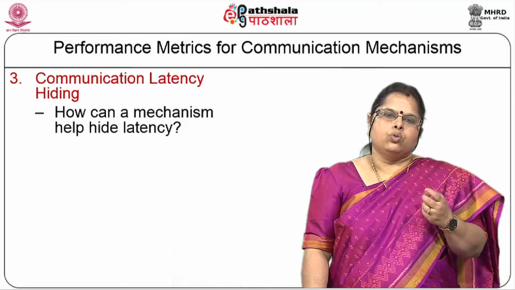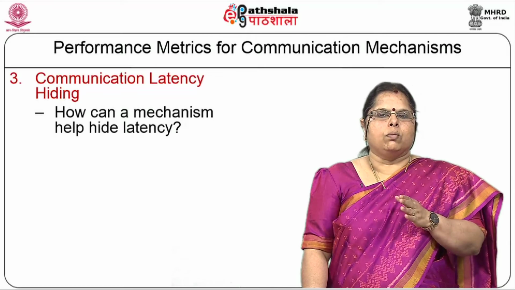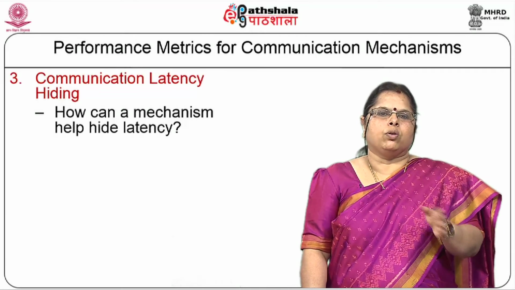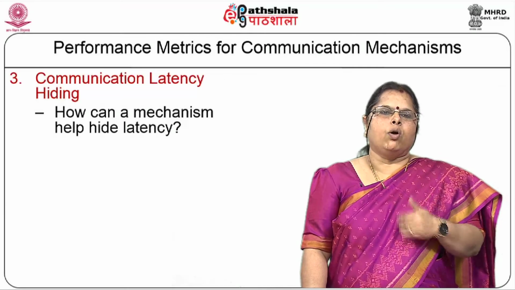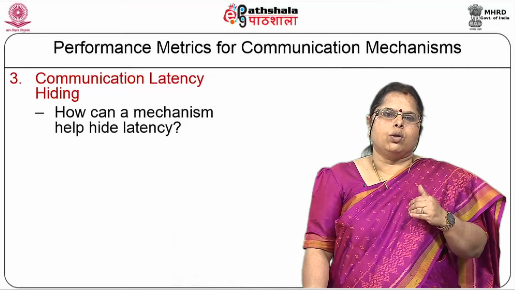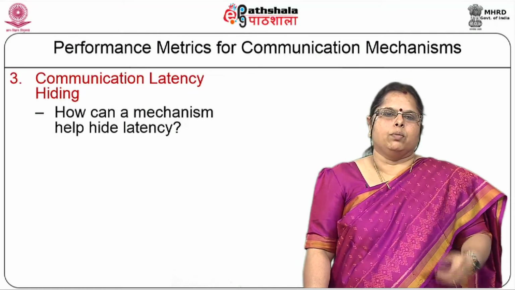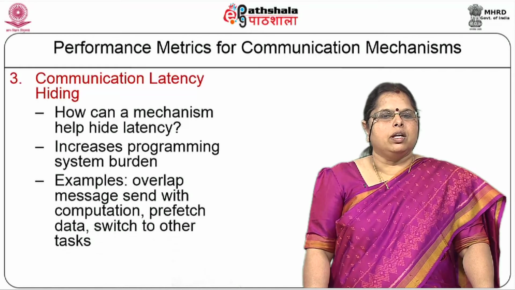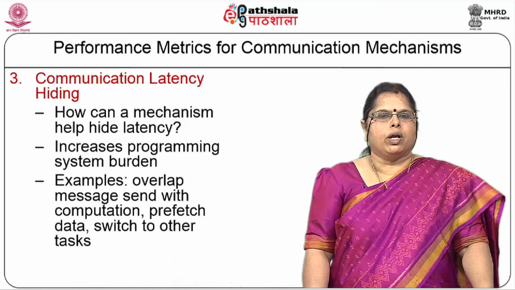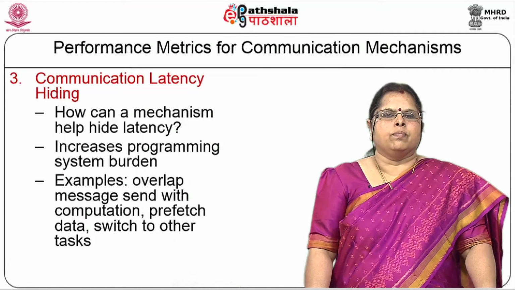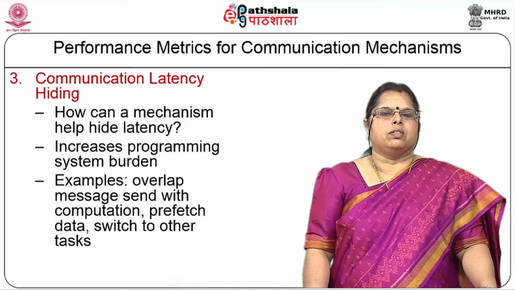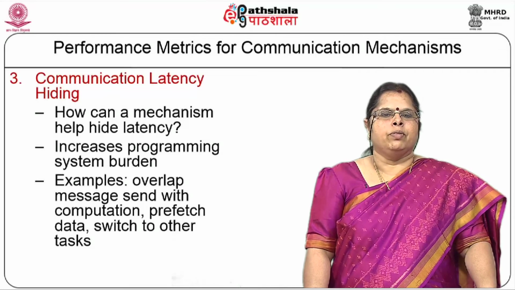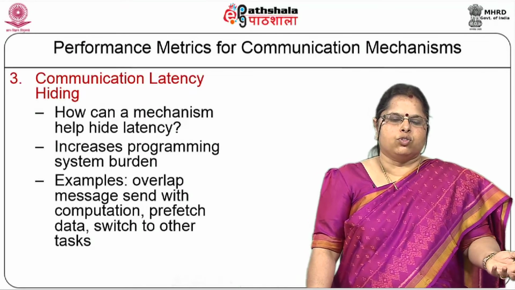Likewise here, the moment you talk about a multiprocessor system, the moment you talk about the necessity for communicating from one processor to another processor, you cannot avoid the communication latency, but you can always look at techniques which will try to hide it. So, how can a mechanism help hide latency? This will obviously increase the programmer's problem, because you will have to look at such techniques. Examples are, you can overlap the message send with computation, you can prefetch data so that you are able to hide communication latency, and you can also switch to other tasks if you have a stall coming in.